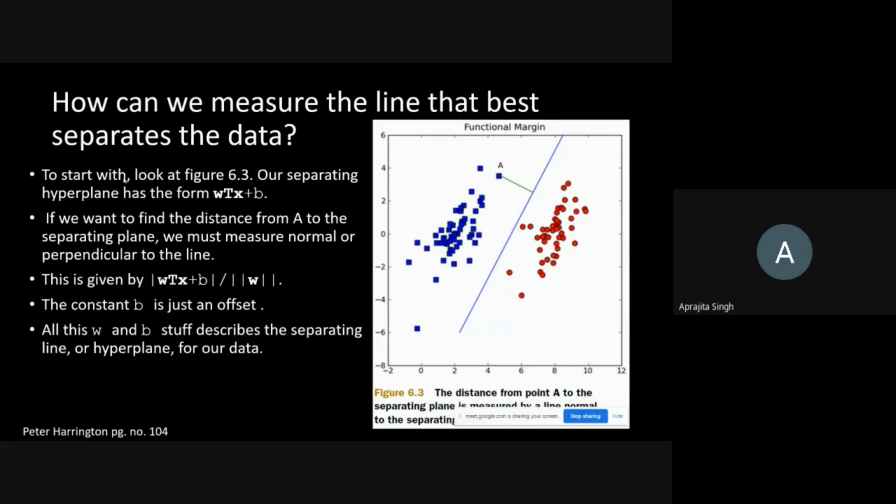Okay, so when we look at this figure 6.3, that is from Peter Harrington's book, our separating hyperplane is of this form. So omega x_i, you can write it any way: omega vector x vector plus b. So we want to find a distance from A. Every point that is there, we are going to pick that point and find the distance from that point to this particular line.